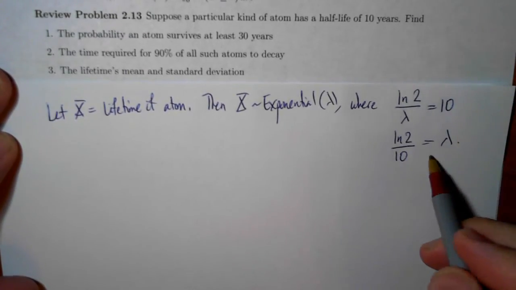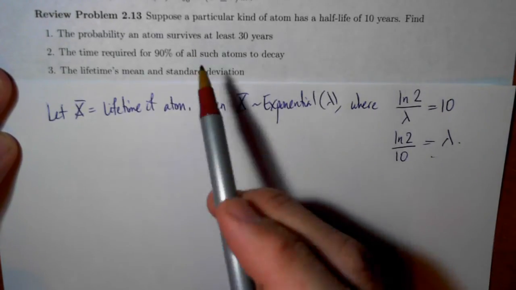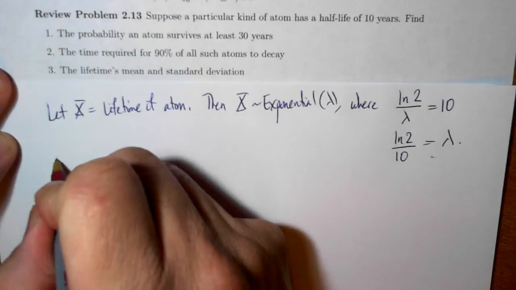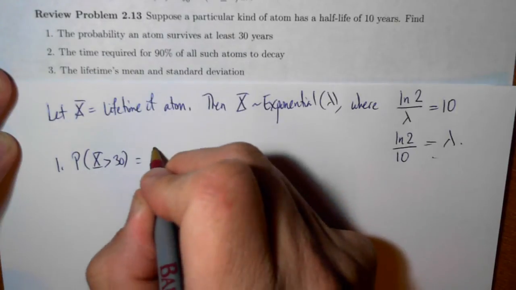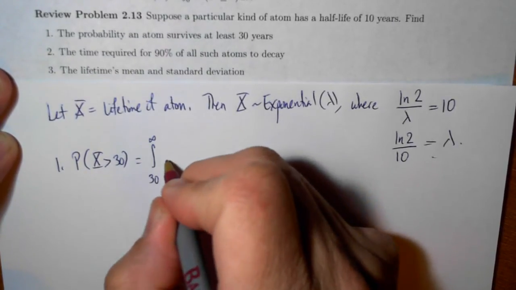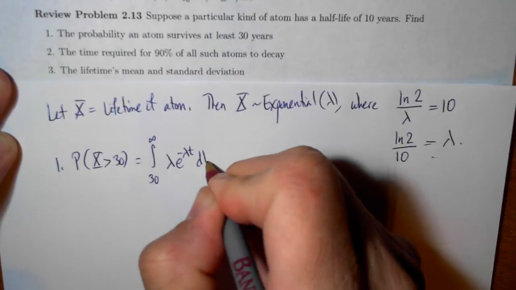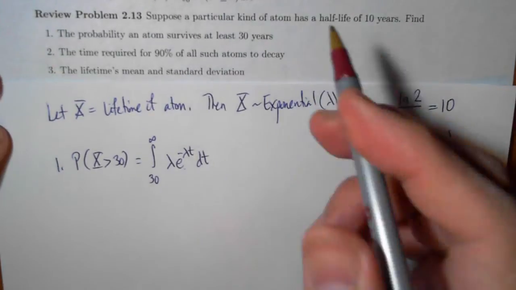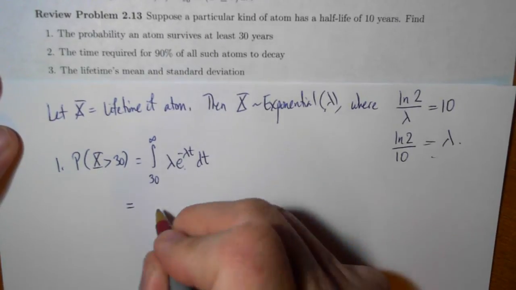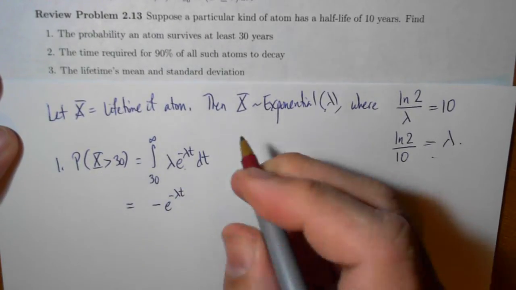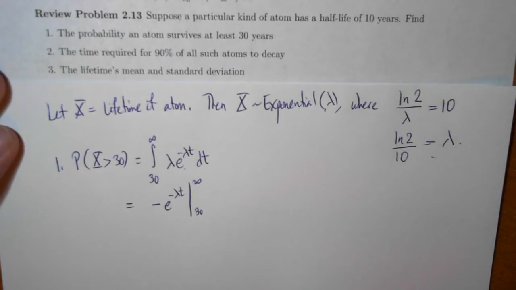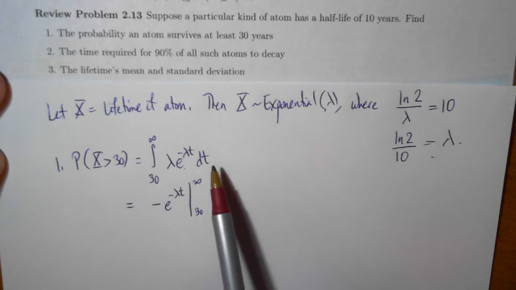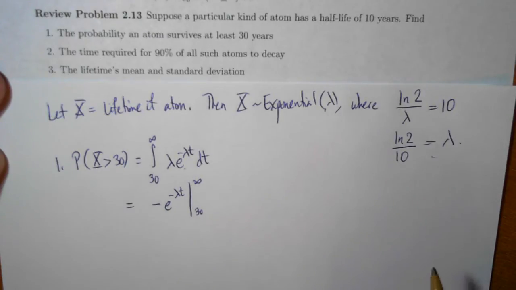Okay, so this was derived in class, and so we can use this to solve these three problems. So part 1, the probability that x is greater than 30 is the integral from 30 to infinity of lambda e to the minus lambda t dt. So I integrate the PDF of the exponential distribution, and that's equal to negative e to the minus lambda t, evaluated from 30 to infinity. And so that's the chance that the atom survives at least 30 years, that it lasts longer than 30 years.